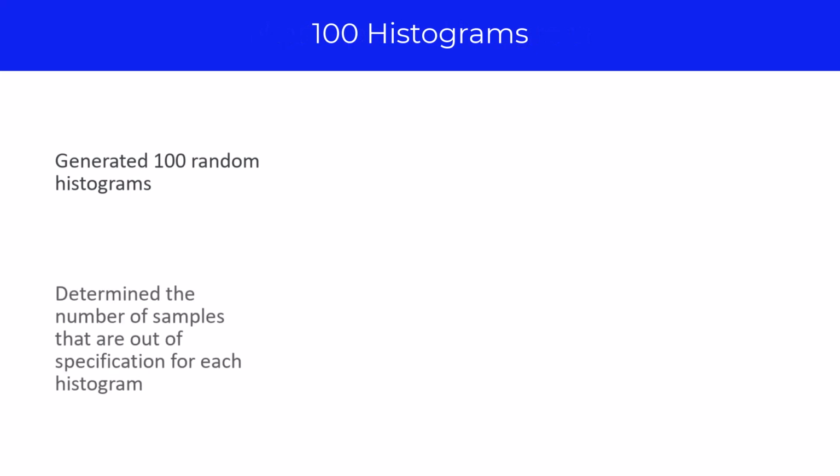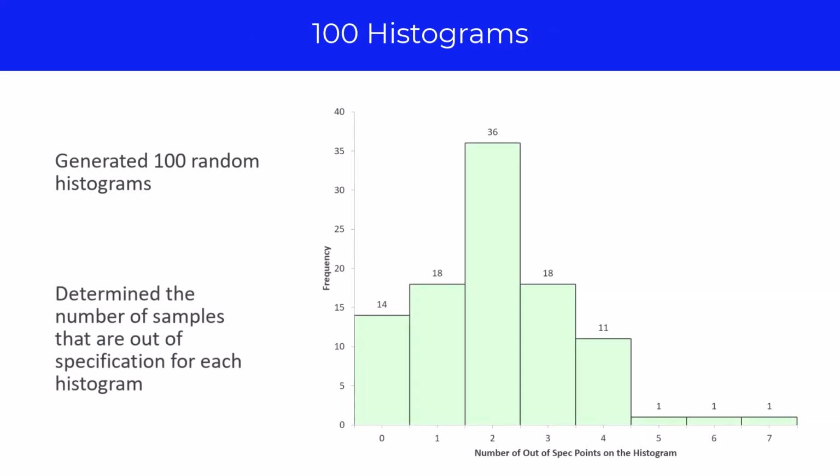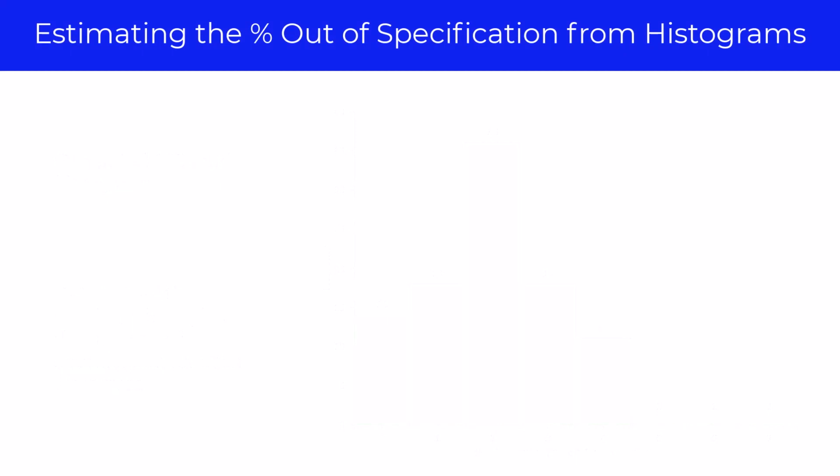So what we did was generate 100 random histograms and determine the number of samples that are out of spec for each histogram. And here are the results. There were 0 out of spec 14 times out of those 100, 1 out of spec 18 times, 2 out of spec 36 times. That's the largest that we had. That's the mode of the histogram. Then we had 5, 6, and 7 out of spec. That happened 1 time each. So we went from 0 to 7 out of spec.